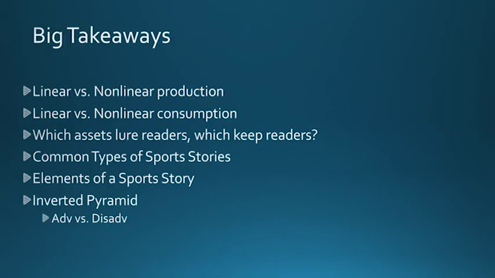And that wraps up the third of three sports journalism mini lectures. The big takeaways from all three of these are understanding linear versus nonlinear production on the sports journalism side, and linear versus nonlinear consumption on the sports consumer side. Understanding which assets lure readers, which keep readers, common types of sports stories, the basic elements of every sports story, and then understanding the inverted pyramid as I just laid it out, advantages and disadvantages of it. All right, that's all for this lecture.